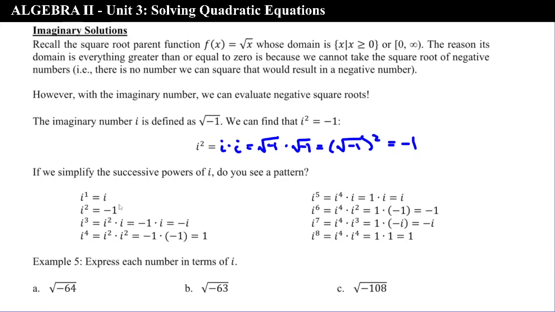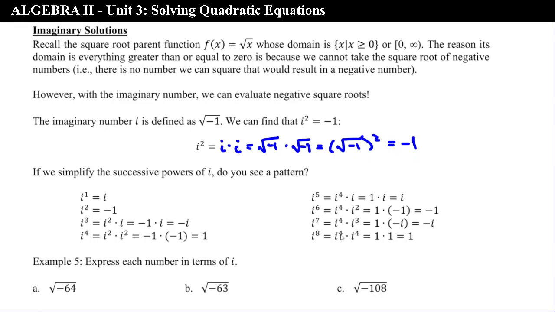We know i squared is -1, so we put that here. i, we know, is just simply i. -1 times i gives us -i. So i to the third is -i. Well, now if we come down and take our fourth power of i, we can split that into i squared times i squared, which is -1 times -1, which gives us +1.